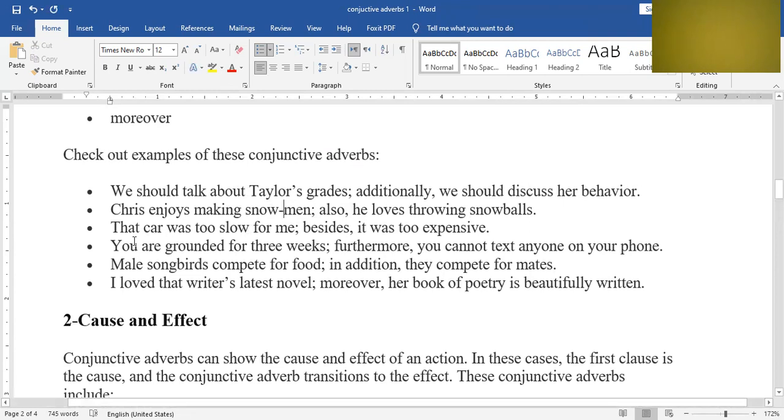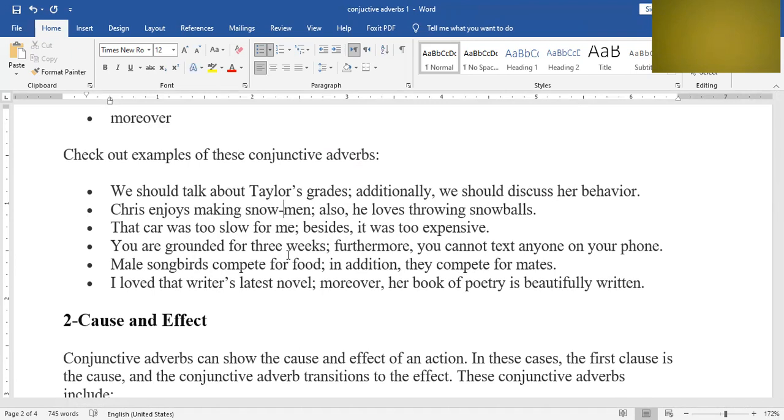Okay, that car was too slow for me. Besides, it is too expensive. Okay, adding to its being too slow, it is too expensive. You are grounded for 3 weeks. It means you are imprisoned or prevented from meeting people for 3 weeks. Furthermore, you cannot text anyone on your phone.